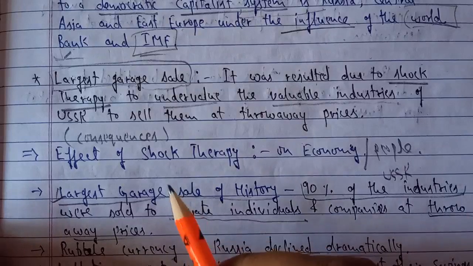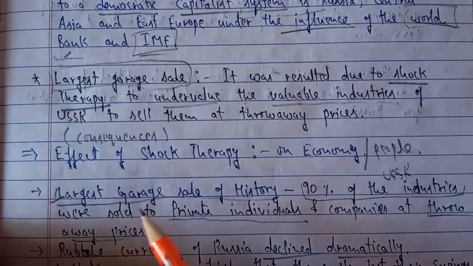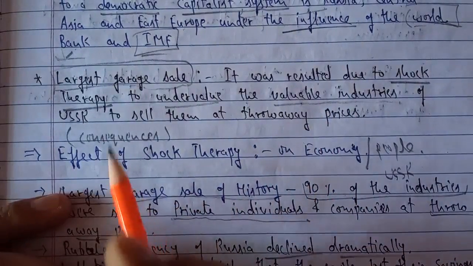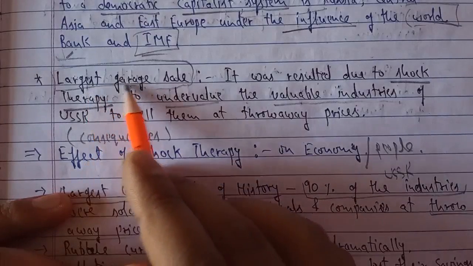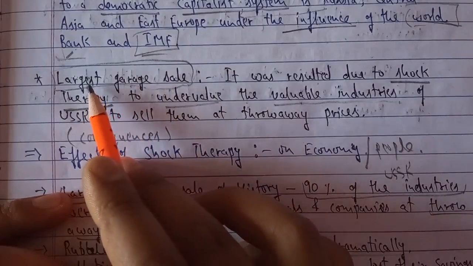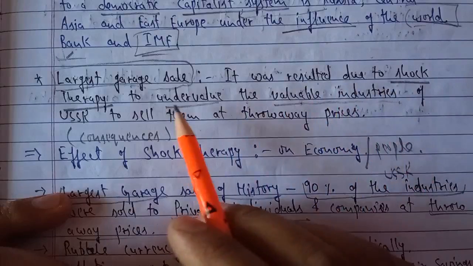So now the question must be arising in your mind, why are we calling it a shock therapy? Because it had a very negative impact on the society. For example, we could see a word here, largest garage sale. So what do you understand by largest garage sale? It was a result of the shock therapy.